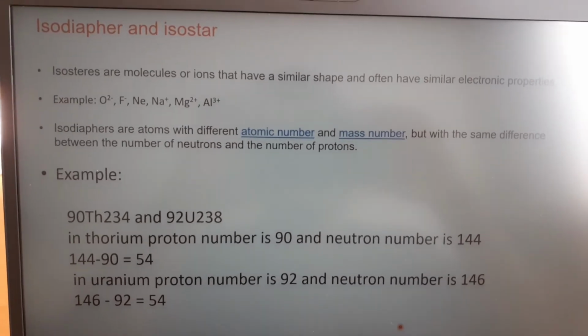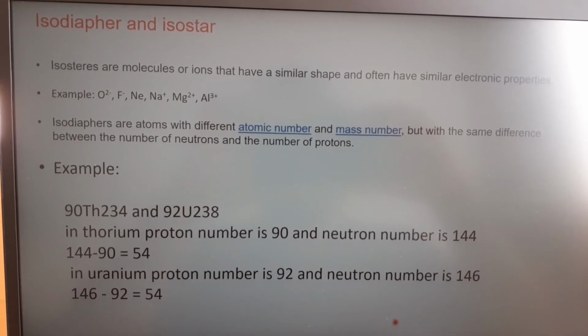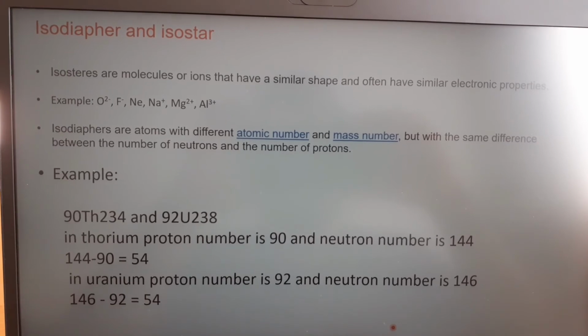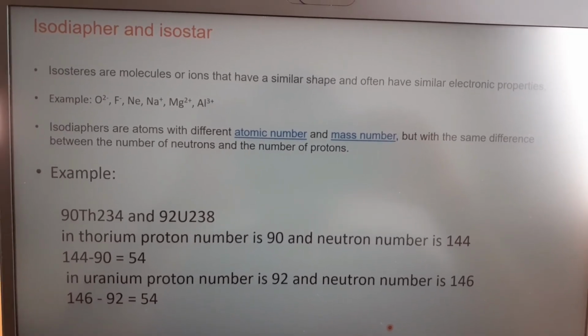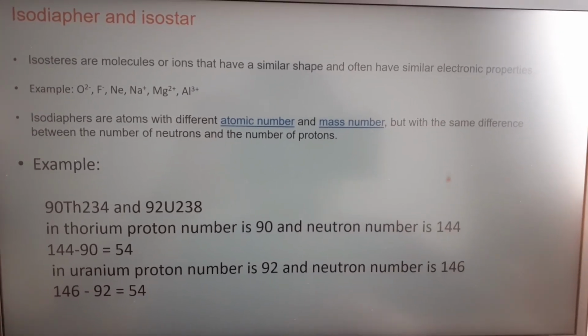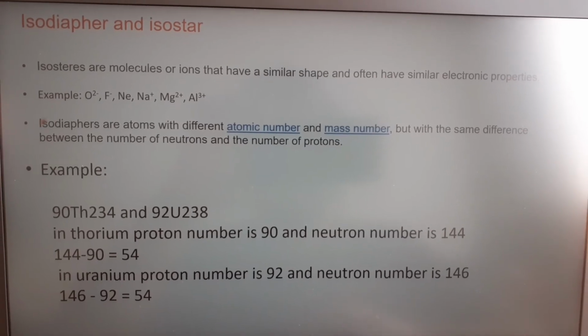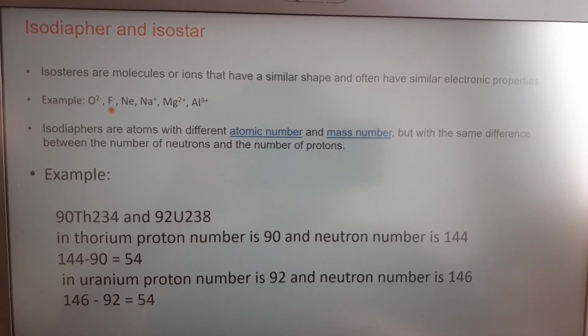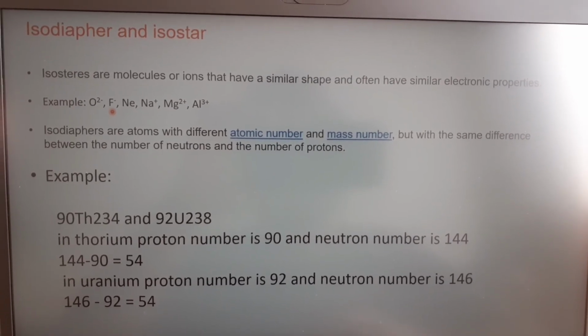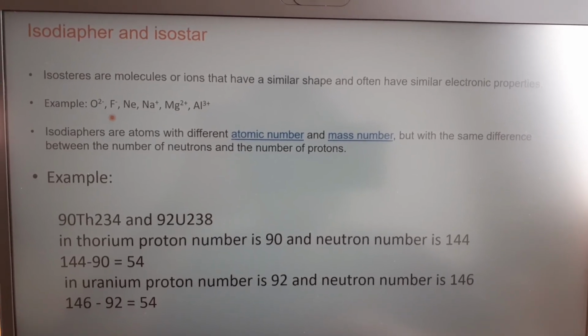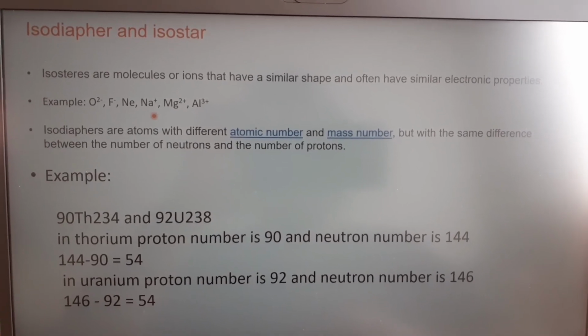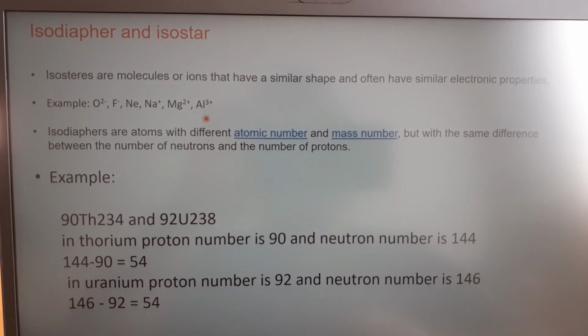The isodiaphers and isosteres. Isosteres are molecules or ions that have a similar shape or often have similar electronic properties. For example, these are called isosteres or isoelectronic species: oxygen 2-, fluorine-, neon, sodium, magnesium and aluminum.